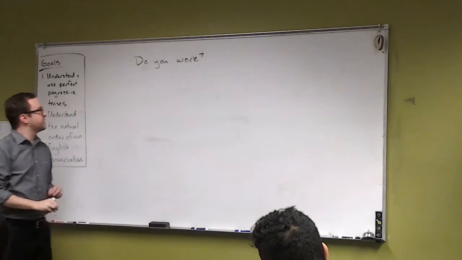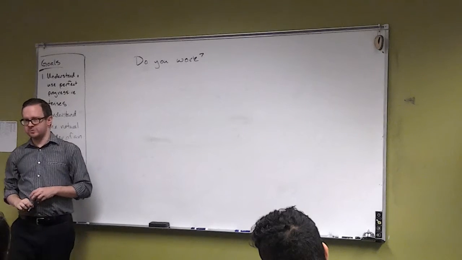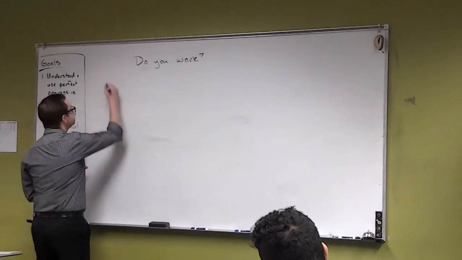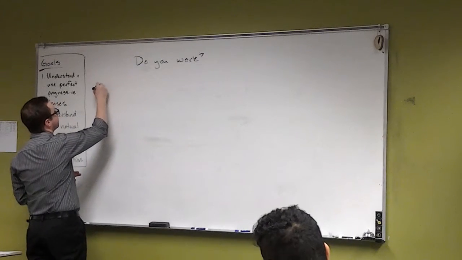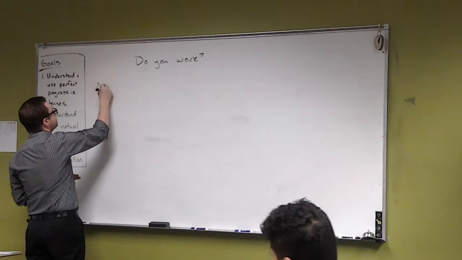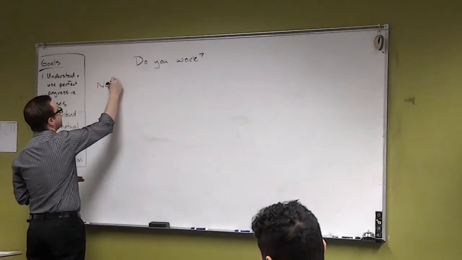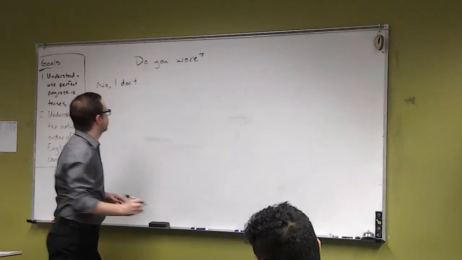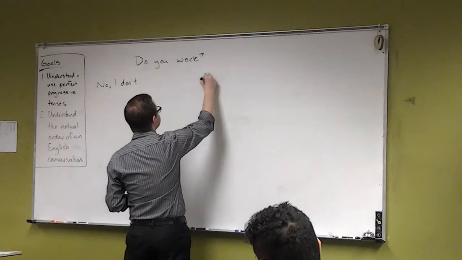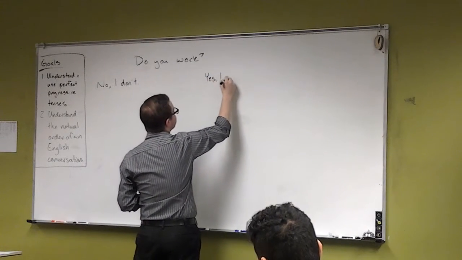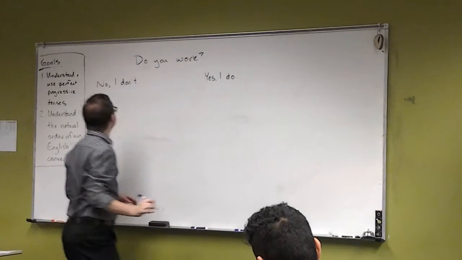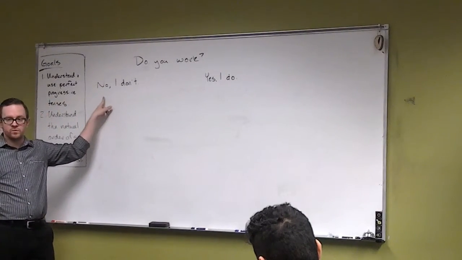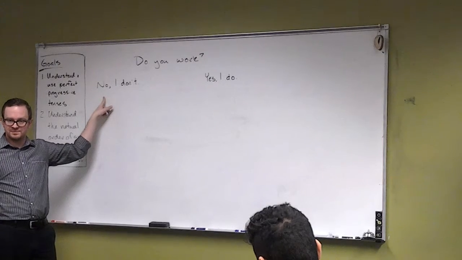And what are the two ways that they can answer this question? There are only two. Yes. So let's start over here. No, I don't. And the other answer over here is going to be yes, I do. And if they say, do you work, and they say no, I don't, what can you ask them next?